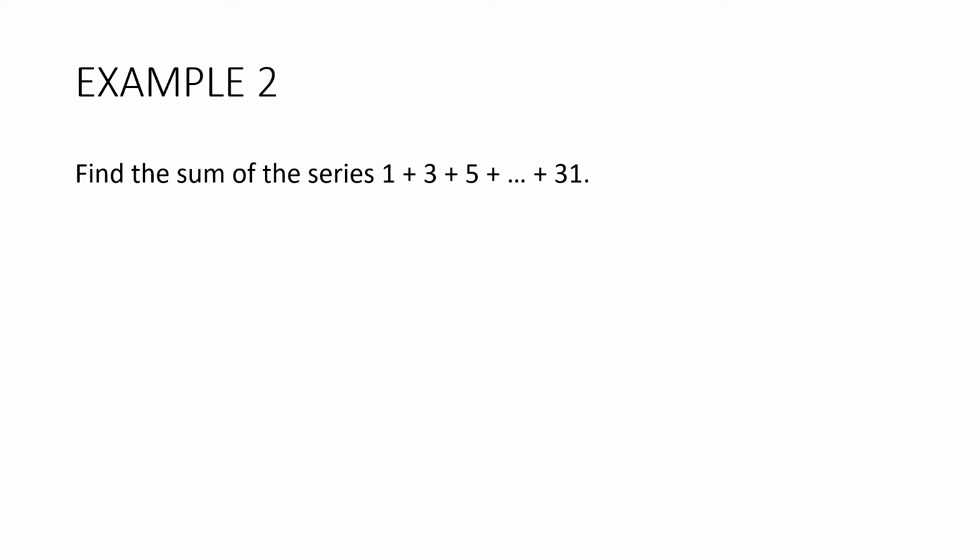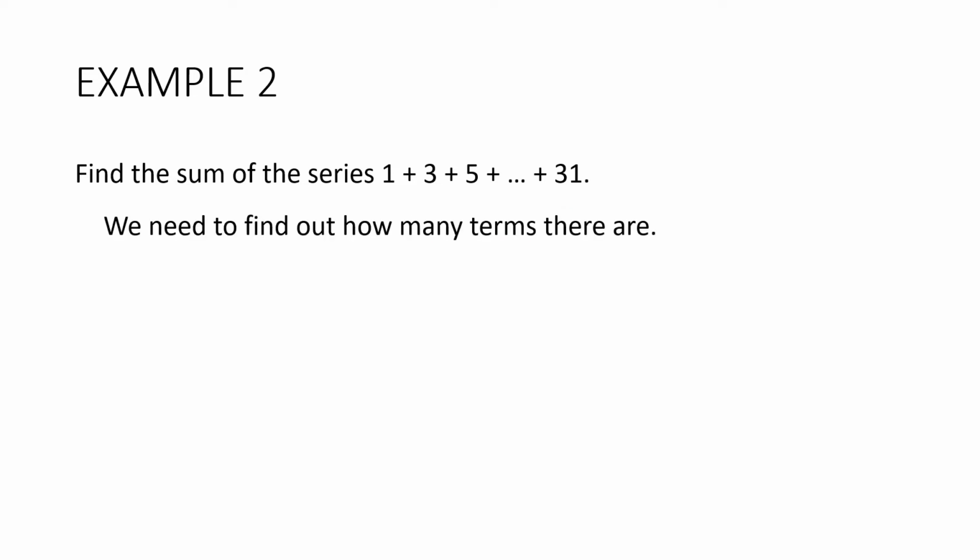Example 2, find the sum of the series 1 plus 3 plus 5 all the way to 31. So it looks like we're going to use that other formula, n over 2 in brackets A plus L, because we know what A is, it's 1, and L is 31. But we don't know how many terms there are. So what we're going to have to do is use this formula and figure out which position this is in the series. So Tn is going to equal 31.